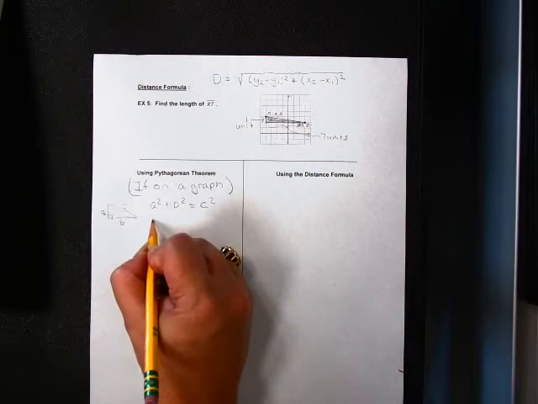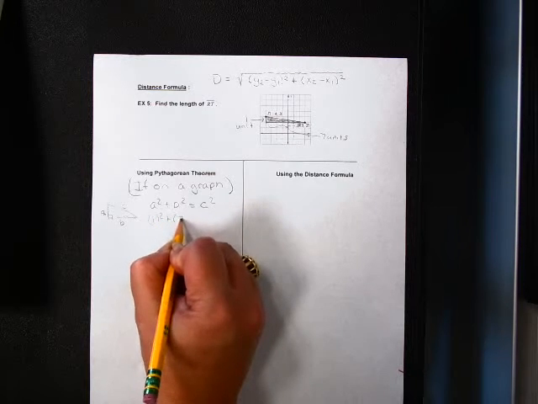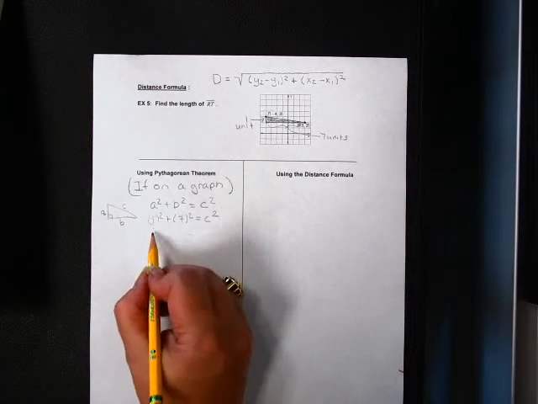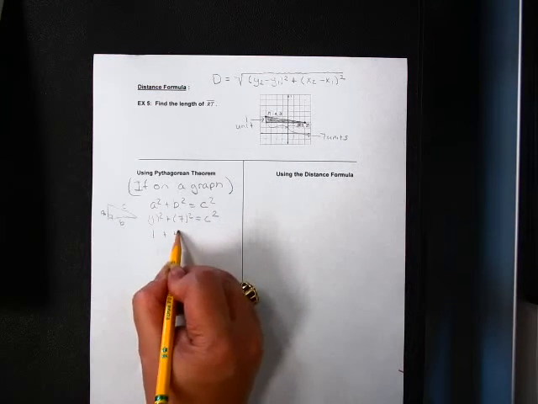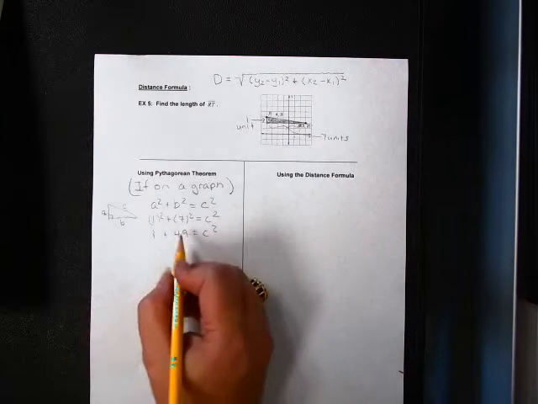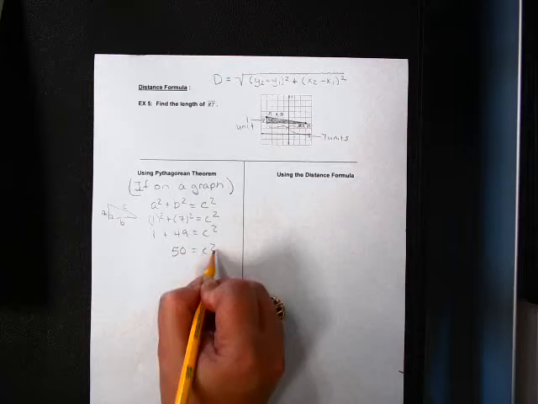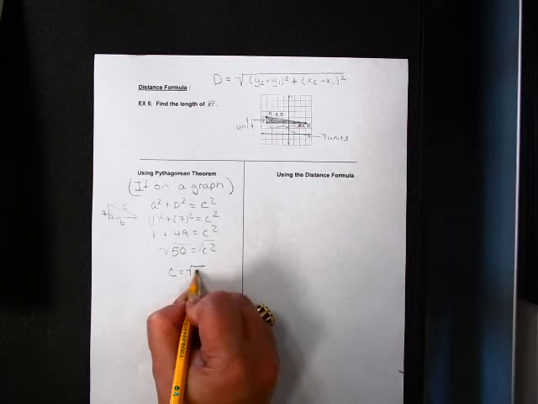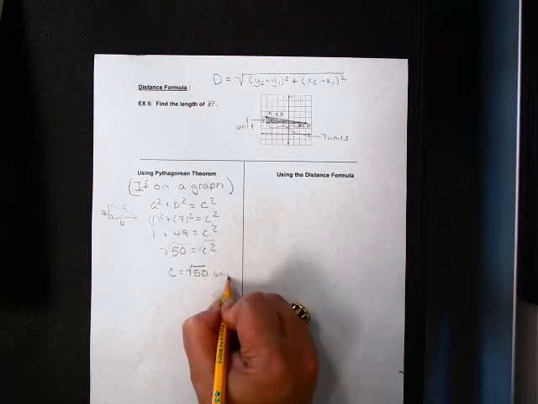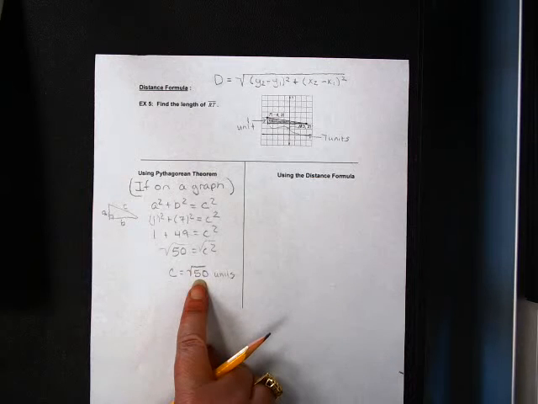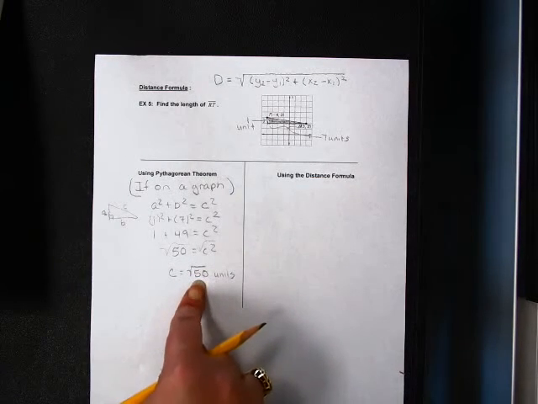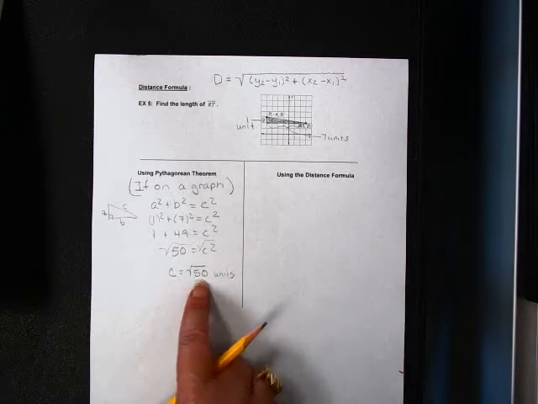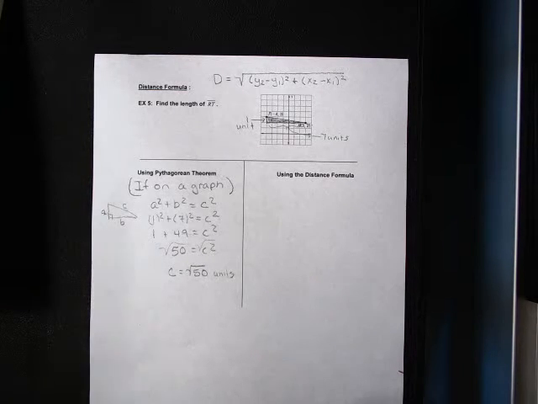So I'm going to plug it in. 1 squared plus 7 squared equals C squared. 1 squared is 1. 7 squared is 49 equals C squared. Okay, 50 equals C squared. Take the square root. So C is equal to the square root of 50. And I'm going to leave it like that because that is going to be the exact answer. If I asked for an estimated answer or a rounded answer, I'd plug this into my calculator and then I'd round to however many digits they asked me to round to.